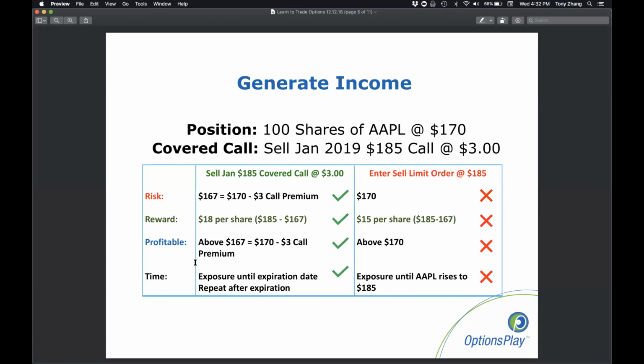And that's the income stream that you're able to generate by selling covered calls, as opposed to simply putting in a limit order for the stock.